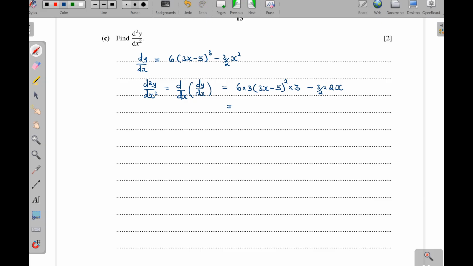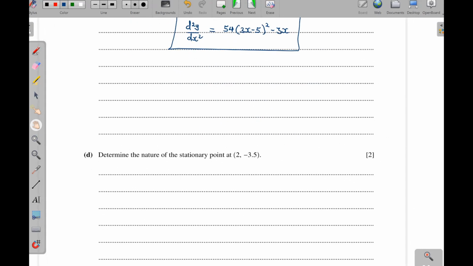Okay, then from here, we shall have 18 times 3. Isn't that a 54? So we have 54 into 3x minus 5 squared, and then this one goes, and then you have minus 3 of x. So after getting that, then I think that is it. This is our second derivative. So the d2y dx squared is equal to, let me just pick this one here, and then I put it there, and that is that.